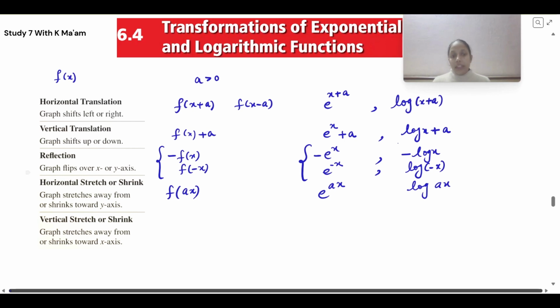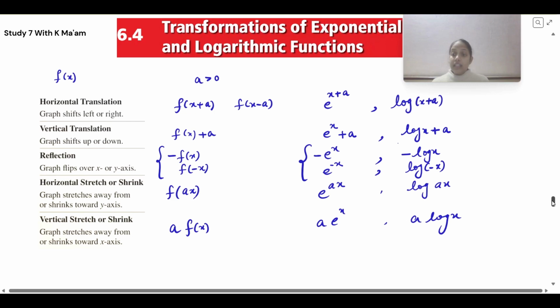Next is vertical stretch and shrink. Vertical is always outside, so it's an outside multiplier. Similarly, an outside multiplier with the log.